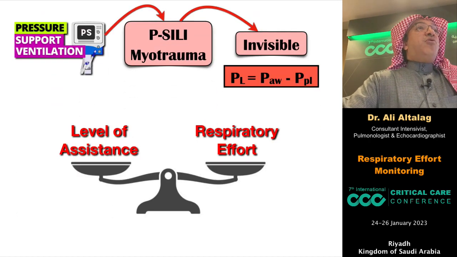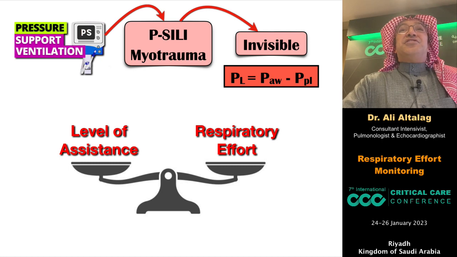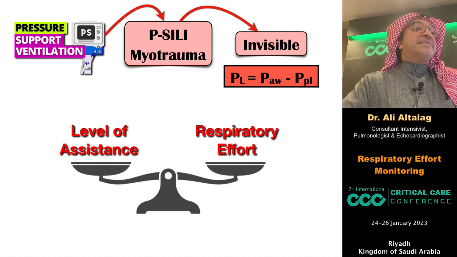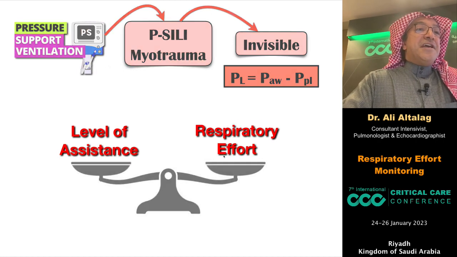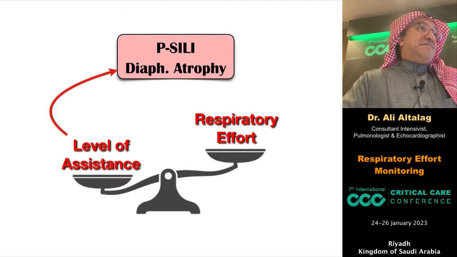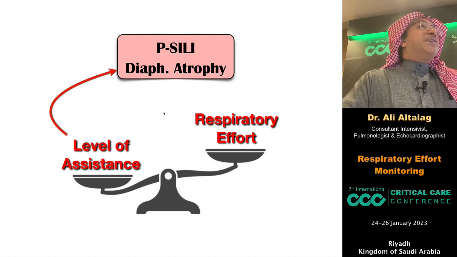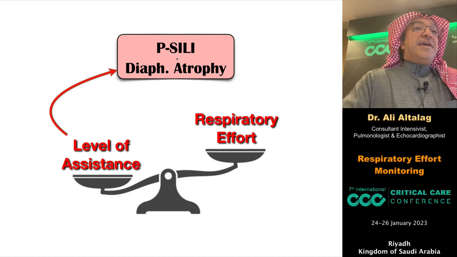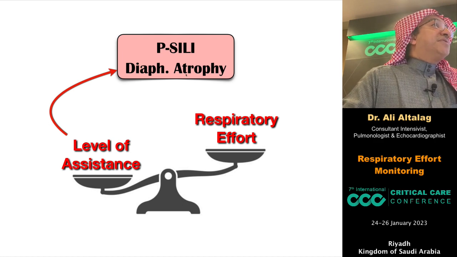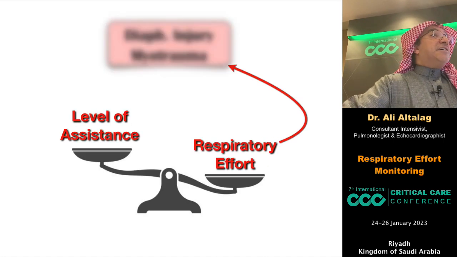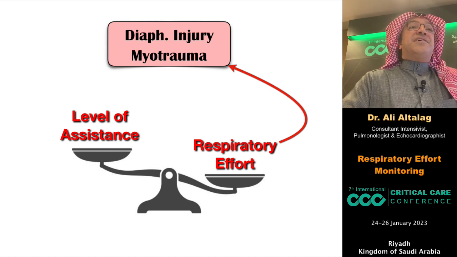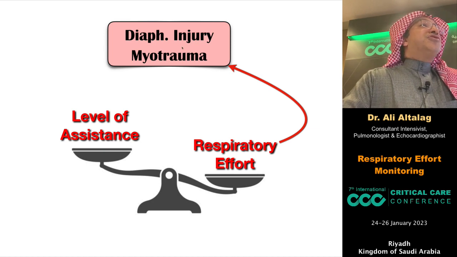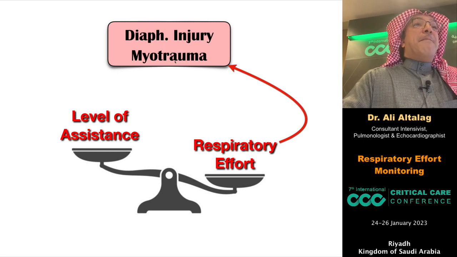So, in order for us to avoid such injury in assisted ventilation, we have to balance the level of assistance that's delivered by the ventilator and the respiratory effort that the patient is exerting during assisted ventilation. Now, if you have an excessive level of assistance, you may damage the lung by causing lung injury, and you may cause diaphragmatic atrophy because of disuse. On the other hand, if the respiratory effort is too excessive because of increased respiratory drive or because of under-assistance, then you are likely to damage the diaphragm, causing diaphragmatic myotrauma.